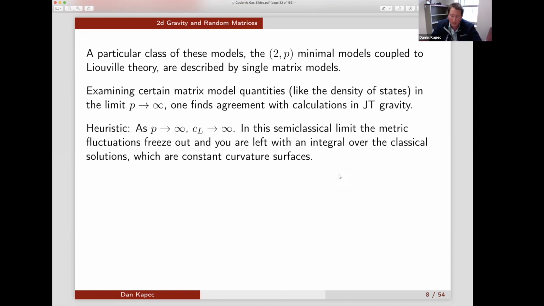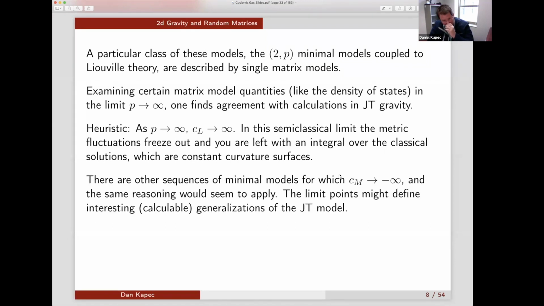So the fluctuations freeze out and you're left basically with an integral over the classical solutions, which are the constant curvature surfaces. And that's basically the definition of JT gravity modulo the sort of extrinsic wiggles in the asymptotic region. So, there are other sequences of minimal models that you could take whose central charge also goes off to negative infinity, and the same reasoning would seem to apply. So those limit points might define other interesting calculable generalizations of the JT model, but it seems kind of hard to just guess what that limit point will be.